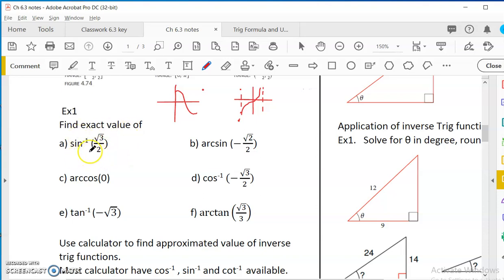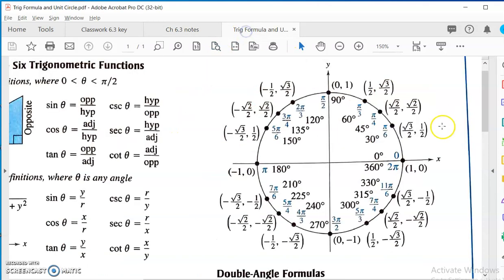Find the exact value of sine inverse of square root 3 over 2. So how do I find it? The input is the answer, and you're supposed to give an angle. So namely, you would be looking at quadrants 1 and 4. What angle corresponds to y equal to square root 3 over 2? Okay, so let's look at quadrants 1 and 4 because that's what sine's restricted domain is. What y coordinate is square root 3 over 2? So this is the one, right? And the angle is pi over 3.